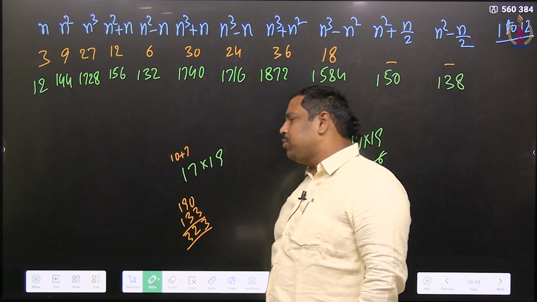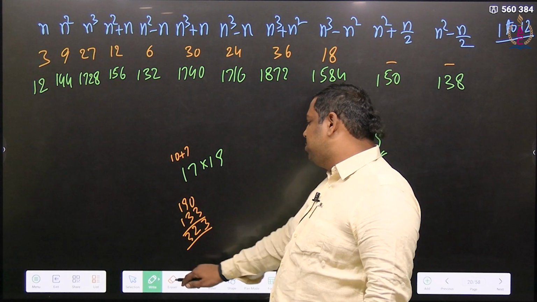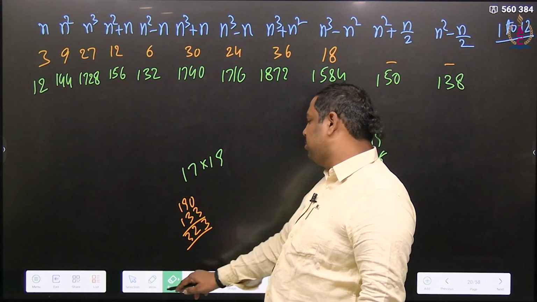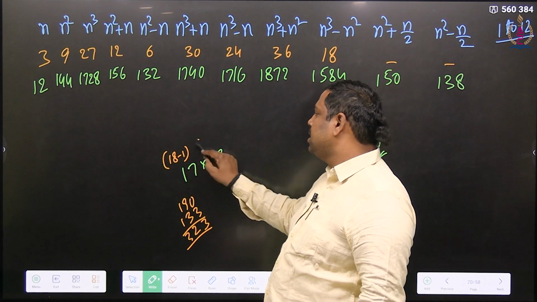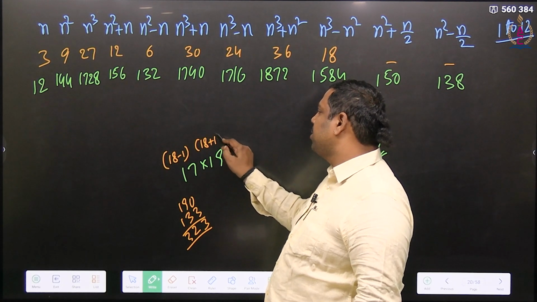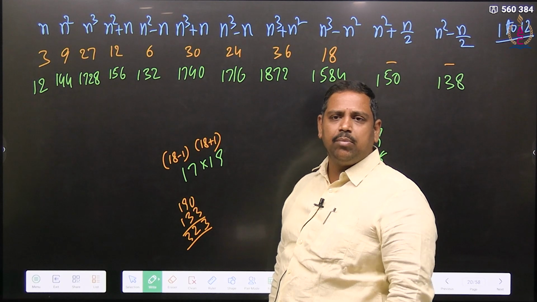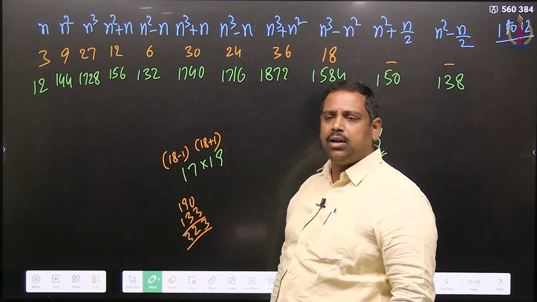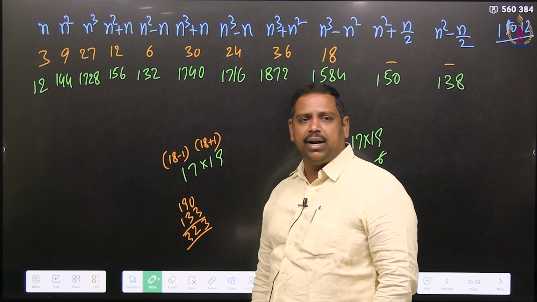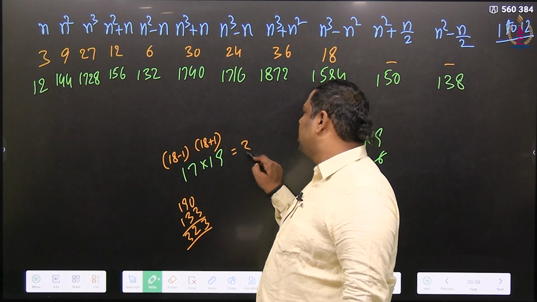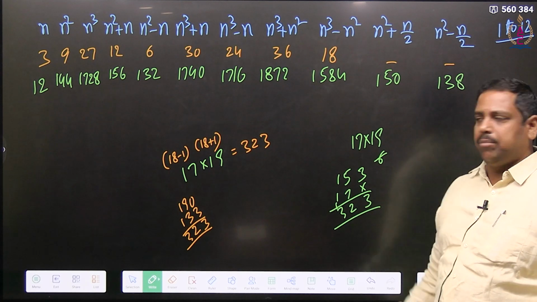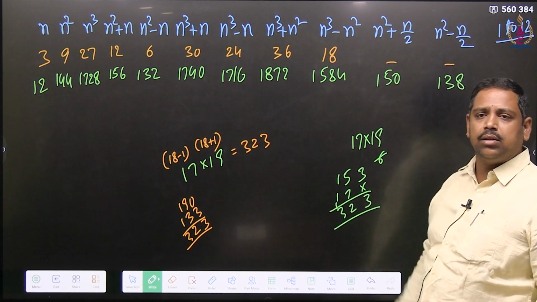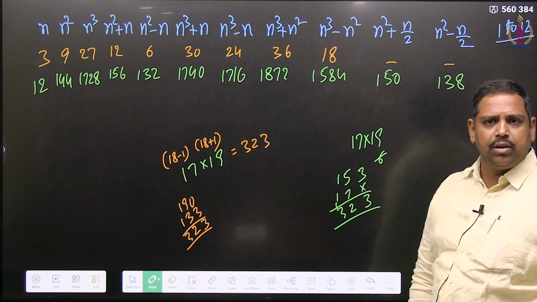Next one. Suppose I am very much habituated to use my brain in the examination hall, then I will imagine it as 18 minus 1. I will imagine it as 18 plus 1. Am I right or wrong? (a minus b) into (a plus b) is a square minus b square. 18 square is 324, minus 1, 323. Now tell me, to do this calculation, which is the best one? First, second, third. The third one is the best one.